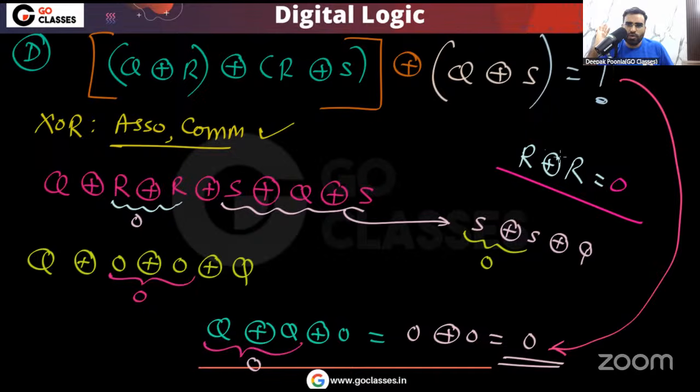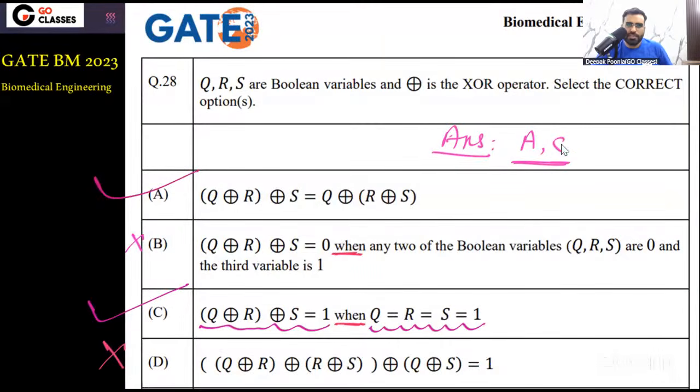And remember, XOR is 0 when both the inputs are same. So you can see R XOR R. When R is 1, then 1 XOR 1, that is 0. When R is 0, then 0 XOR 0, that is 0. Okay, so just these simple properties I am using and we are getting the answer. Very simple. Okay, so we have solved it. The answer is AC.